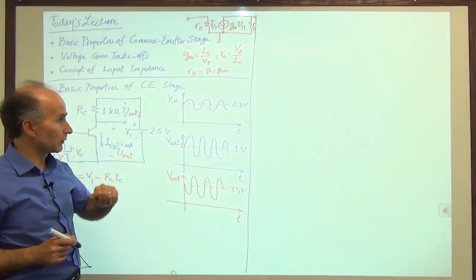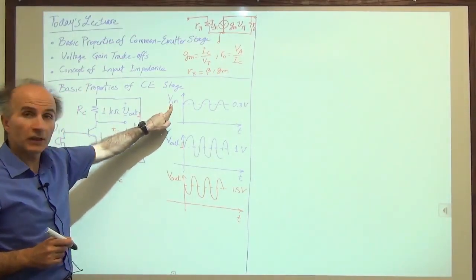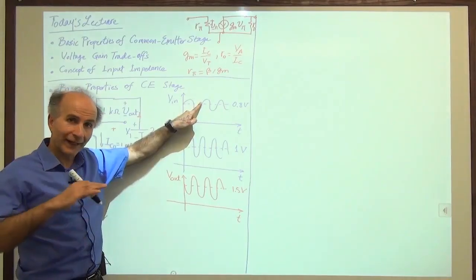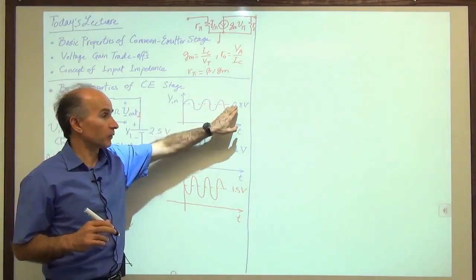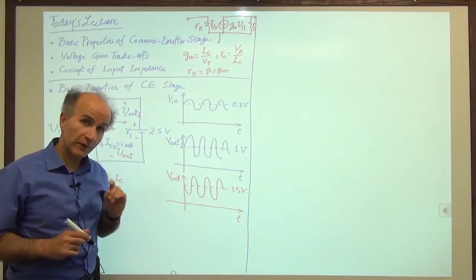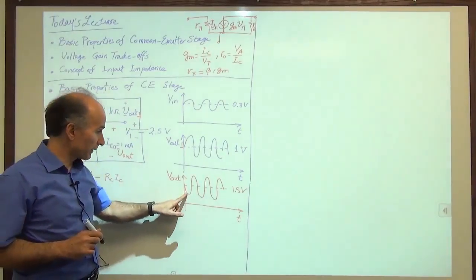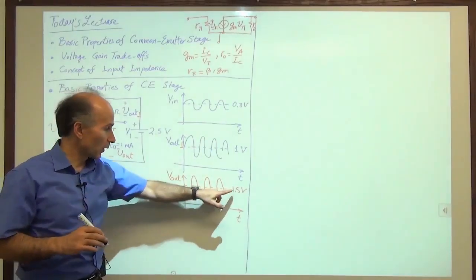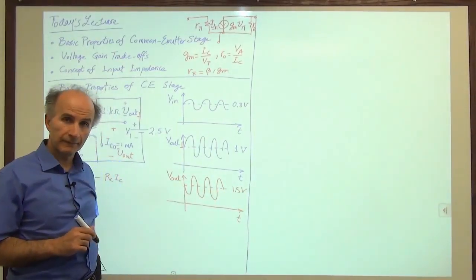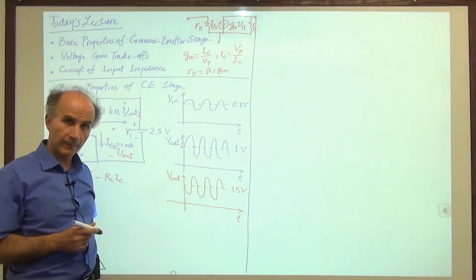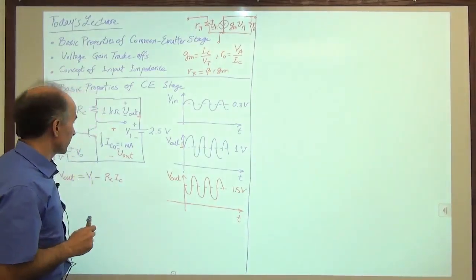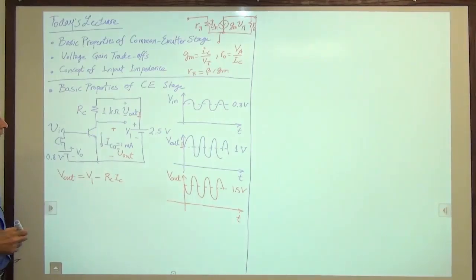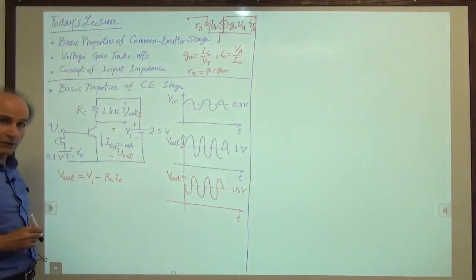But for now, I just want you to remember that the input voltage has the microphone signal riding on a 0.8 volt bias, and the output voltage has the amplified microphone signal riding on a 1.5 volt bias. All right, so that's what we have at this point. From now on we will call this the input signal, this one the output signal, and we perform our calculations accordingly.